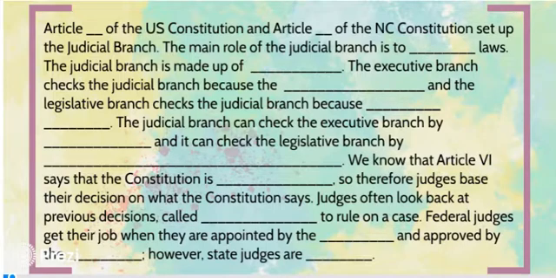And the legislative branch checks the judicial branch because Congress sets up the number of courts and justices. Congress can amend the Constitution. Congress impeaches judges. And the Senate approves judges' appointments because the Senate's job is to approve stuff. The judicial branch can check the executive branch by declaring executive actions unconstitutional, and it can check the legislative branch by declaring laws unconstitutional.